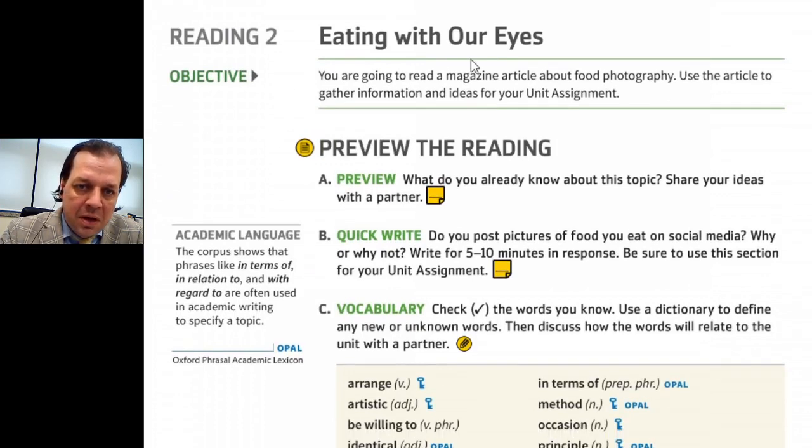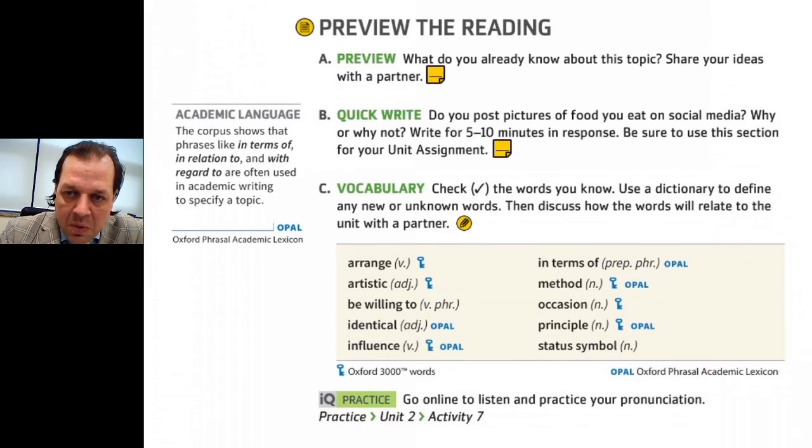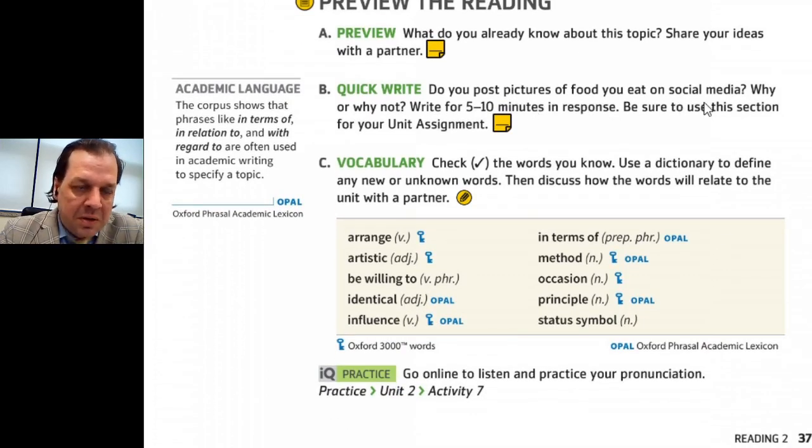So reading 2 is called Eating with Our Eyes. It's about food photography. All right. Do you know anything about this topic? Do you post pictures of food you eat on social media? Okay, do you have like an Instagram or Facebook where you might put a photo? I mean, most people will show their birthday cake or something like that, but are you a foodie? Do you take pictures at the restaurant? Why or why not? You don't have to write for 10 minutes. You can write very briefly, okay, your own opinion about this matter.